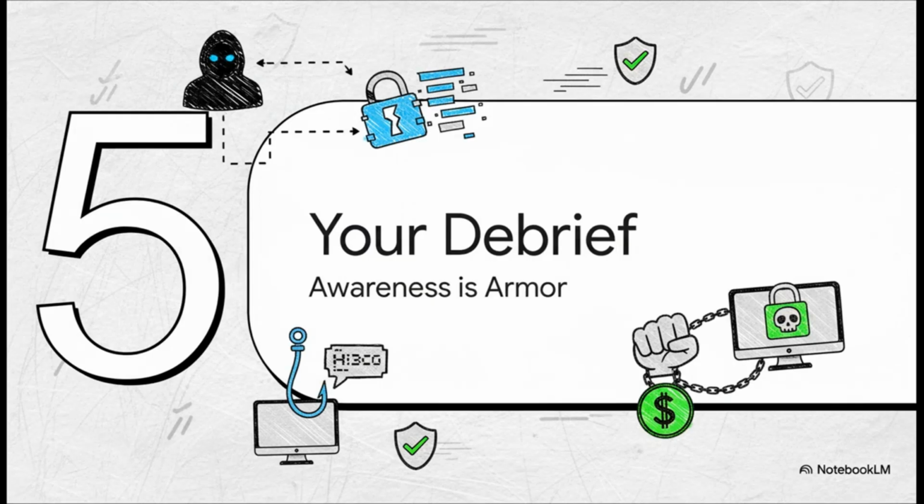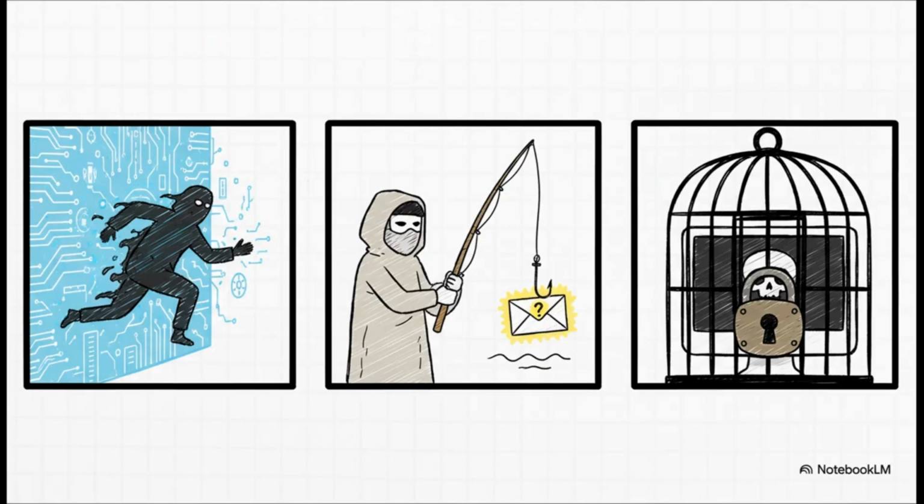Okay, well, that was a lot, I know. So let's do a quick debrief. If there's one thing you take away from today's mission, it's this. Awareness is your best armor. Seriously, just understanding the threat is the very first step to defending yourself against it. So let's run down our 3 primary adversaries one more time. You've got malware, the unwanted infiltrator that sneaks in to cause damage. You've got phishing, the clever deceiver that tricks you into just handing over the keys. And you've got ransomware, the digital hostage taker that locks everything up and demands a payday.